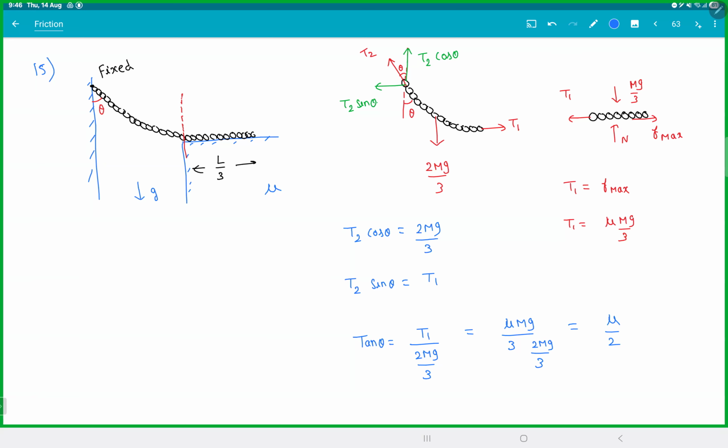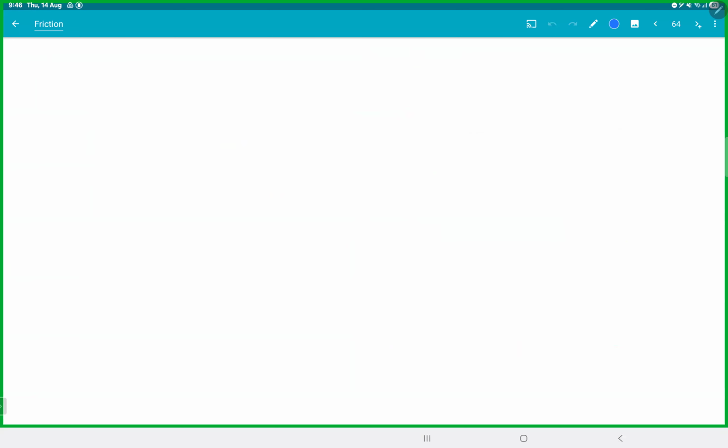Let's see one more. This is another good one. This is the top view.